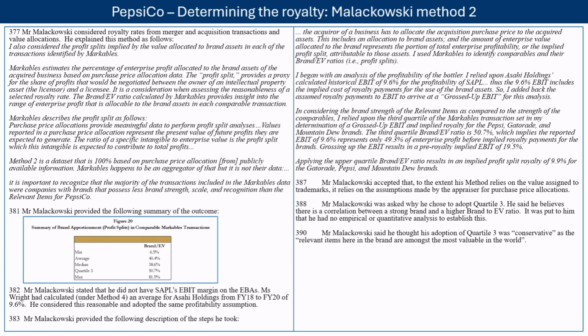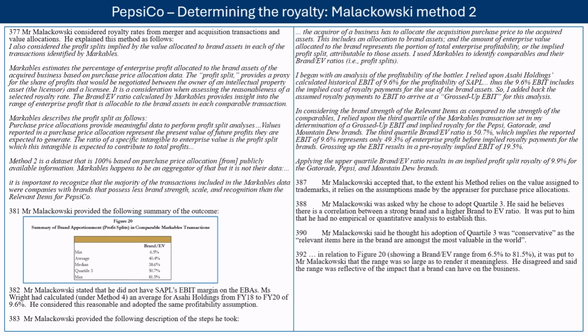Mr. Malachowski said he thought his adoption of the third quartile was conservative, as the relevant items here are among the most valuable brands in the world. So he said, this is worth something. In relation to figure 20, showing a brand range of 6.5 to 81.5%, it was put to Mr. Malachowski that the range was so large as to render it meaningless. He disagreed, and he said the range was reflective of the impact that a brand can have on business.